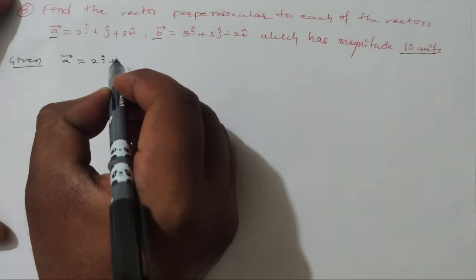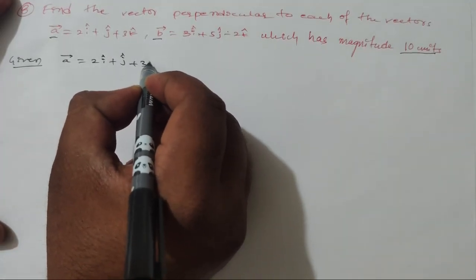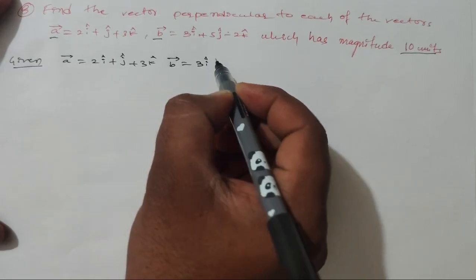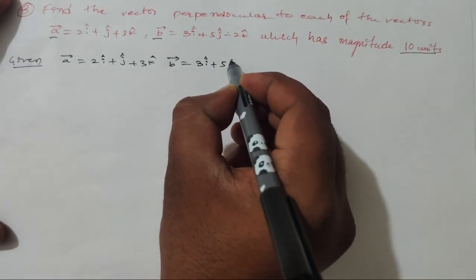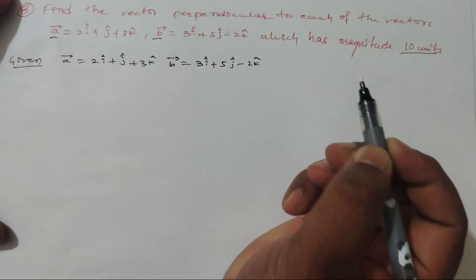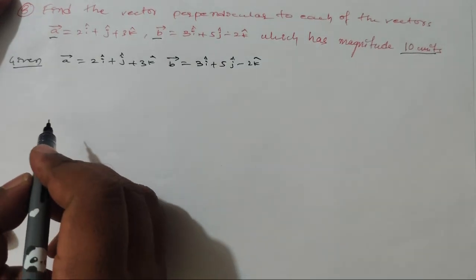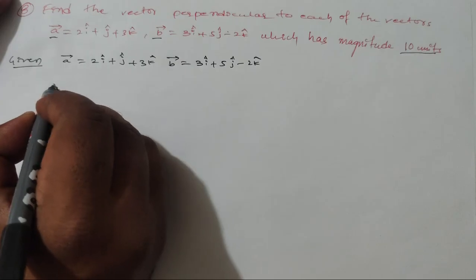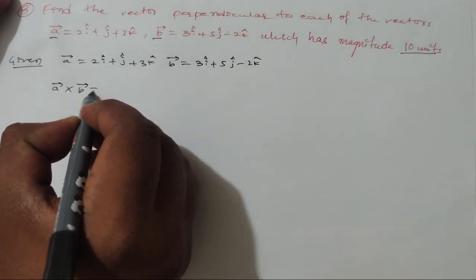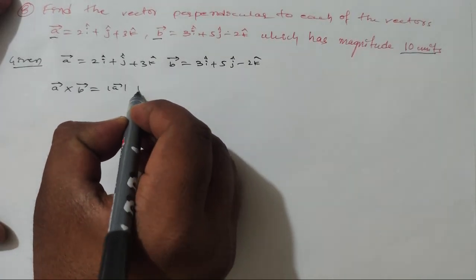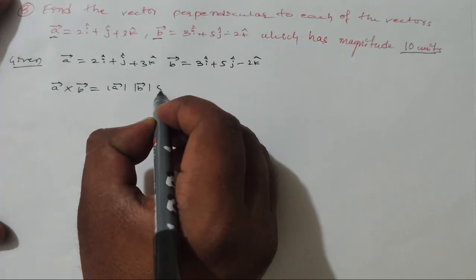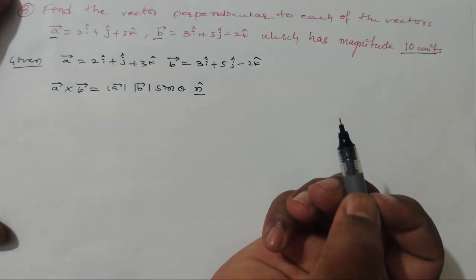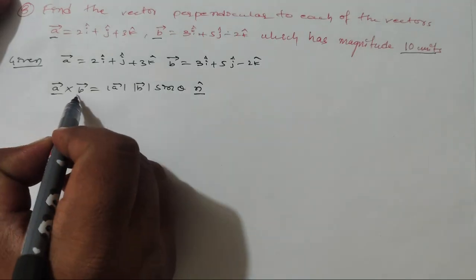a vector equals 2i plus j plus 3k cap, and b vector equals what? 3i plus 5j minus 2k. Okay, right? First, to find the unit vector perpendicular to a and b, you know what a cross b is? A cross b equals magnitude of a, magnitude of b, sin theta n cap, right? What is n cap? n cap is a unit vector perpendicular to a vector and b vector.